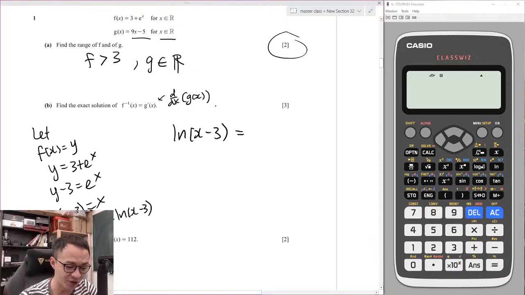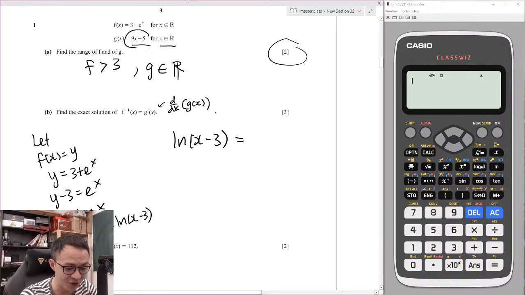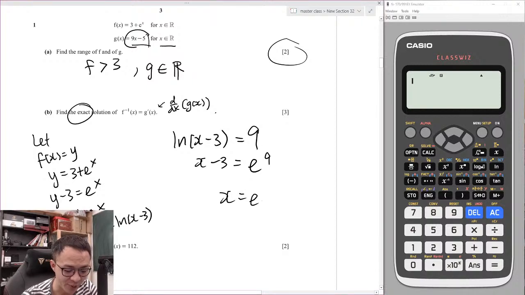Then I want to differentiate g(x). Differentiating 9x minus 5, I get 9. So I want to solve this, and the question asks for the exact solution. That means I cannot use a calculator; I need to leave it in exponential form. So ln(x minus 3) equals 9, so x minus 3 equals e to the power of 9, then x is e to the power of 9 plus 3. This will be your final answer. This is what we call the exact form.